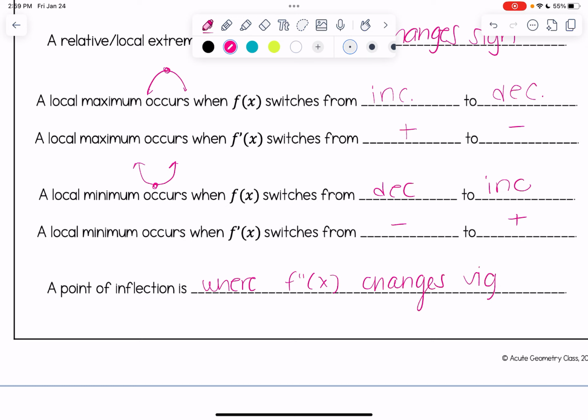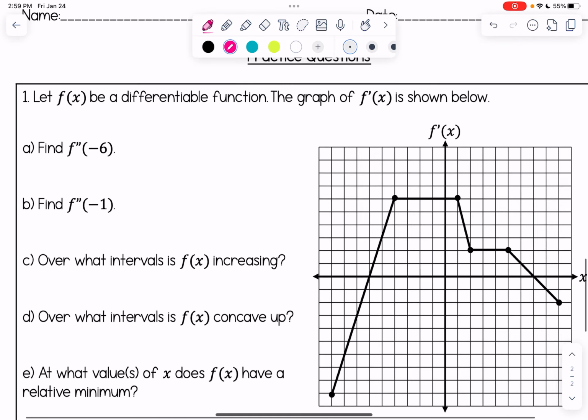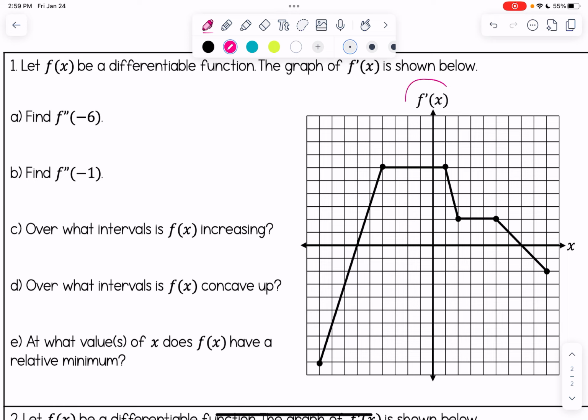So we're going to look at two multi-part questions and answer things about the original function when we're given the graph of the derivative. Okay, so notice here, we are not given f of x on the graph, it's f prime of x. All right, part A says find f double prime of -6. That means find the second derivative at -6.